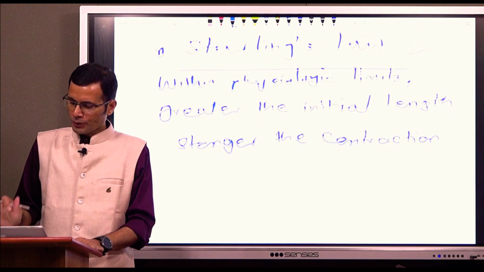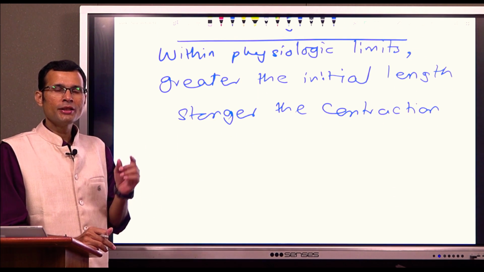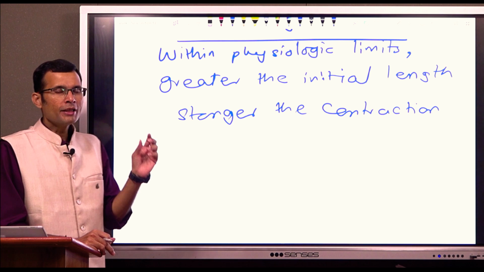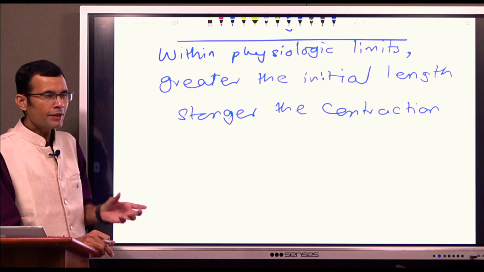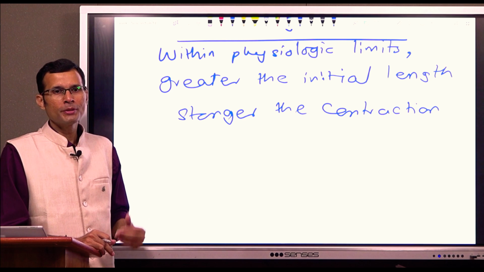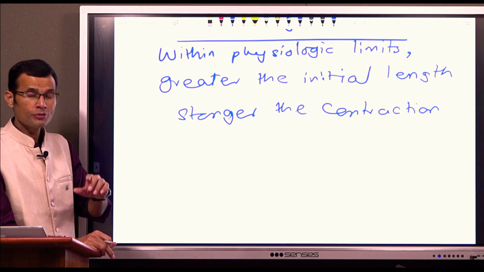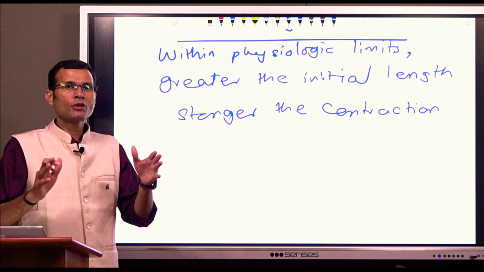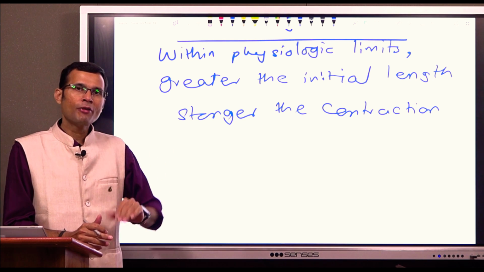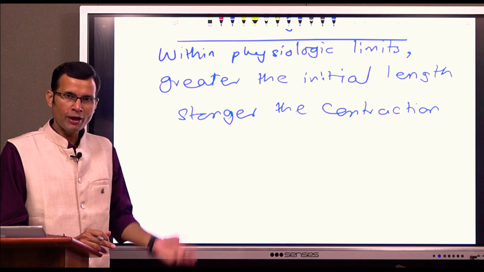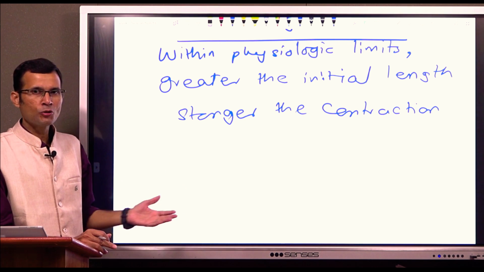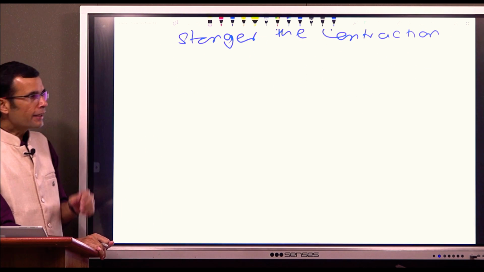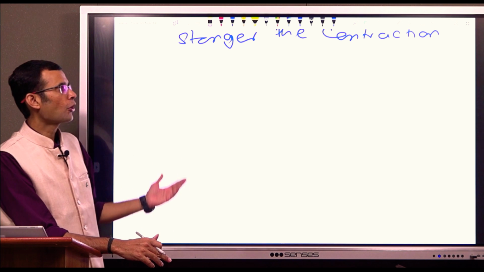That's Starling's law. Now, initial length means what? Initial length means when the muscle is beginning to contract, what is the length of the muscle fiber? The greater that length, the stronger will be the contraction generated. But of course, within physiological limits, this law applies. So, initial length of the muscle has muscle fibers, therefore initial length of the muscle fiber, or inside the muscle fibers, the sarcomere. So, initial length of the sarcomere, right? And therefore, the greater the initial length of the sarcomere, the stronger will be the contraction.